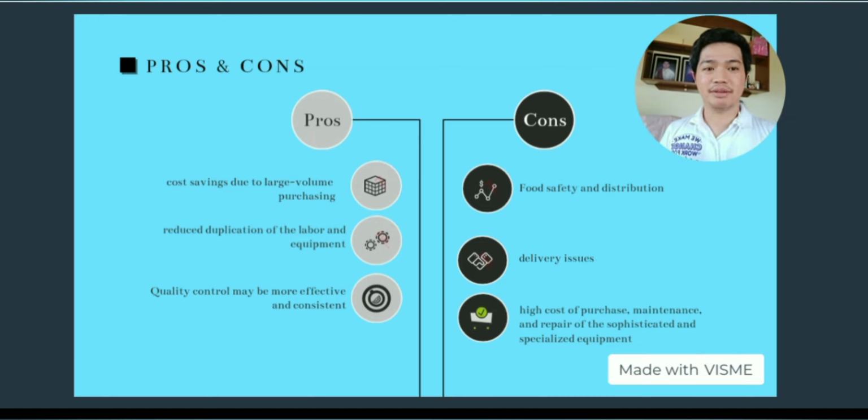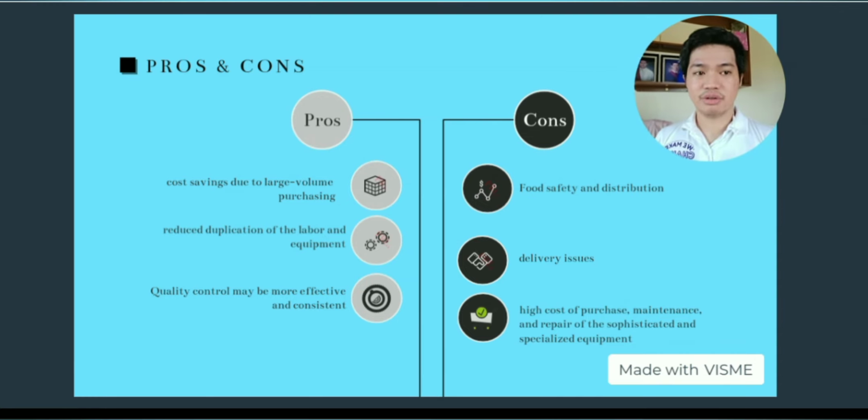Next is reduce duplication of labor and equipment kasi kunwari ako yung manager doon, ikaw dito sa ikaw maging operator ng machine na to, ikaw dito pag bumagsak na yung product, o ikaw dito kapag ipapackage na. So, wala tayong duplication ng labor kasi pwede tayong mag-set ng kani-kanilang mga gagawin. Okay? Next is quality control may be more effective and consistent because you are required now to hire microbiologists and mga QA specialists or officers na sila yung gagawa for you na mag-check ng mga products kung pasok sa iyong criteria.